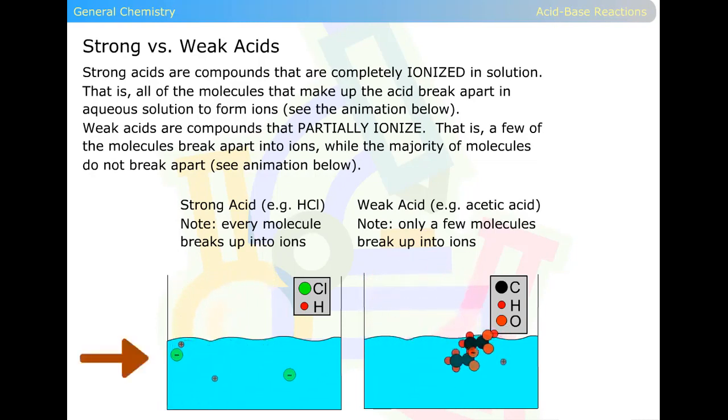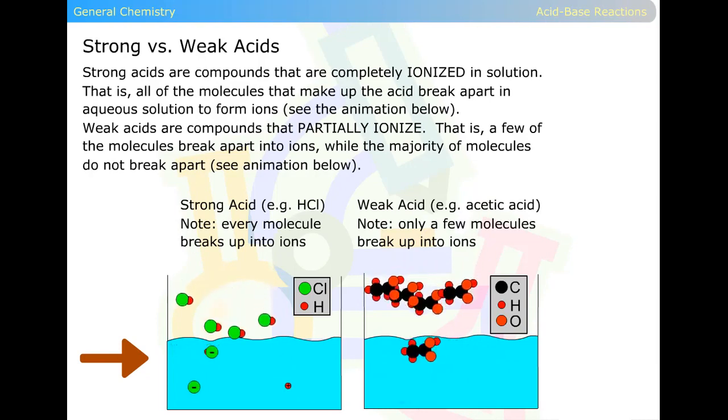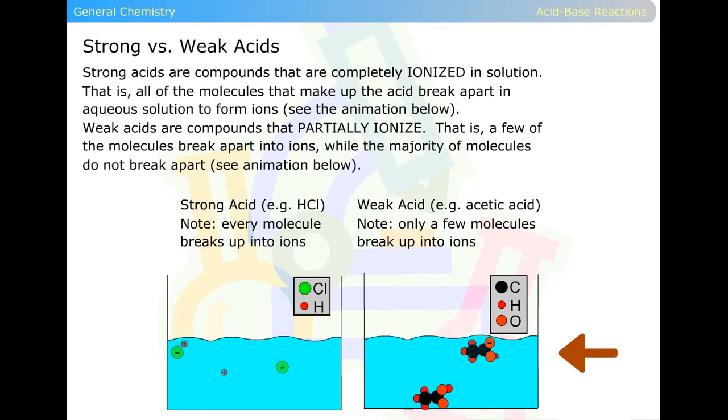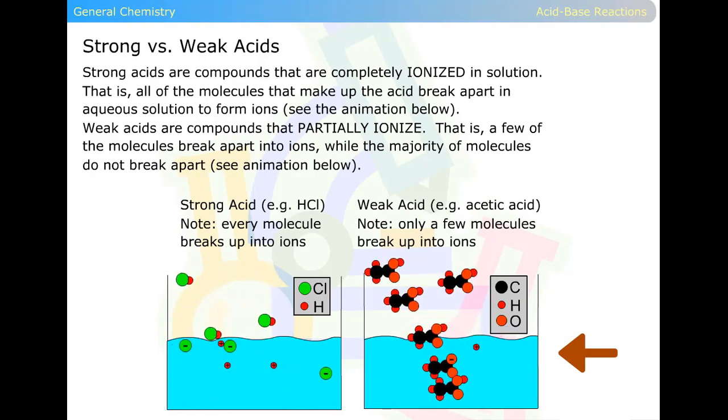This is a strong acid. Note, every molecule breaks up into ions. And this is a weak acid. Note, only a few molecules break up into ions.